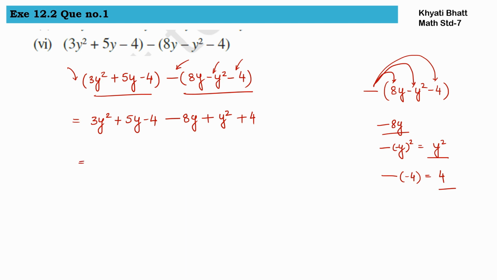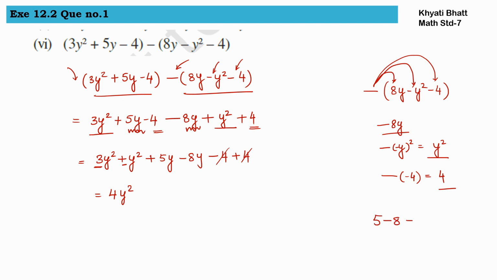Now let us combine the like terms. Now if minus and plus both are similar, then you can cancel it off over here only. Now focus on the numbers. 3 and 1 both are positive, so you can add them: 4y square. 5 and minus 8. Here we have to do subtraction. 3 will be the answer and it will carry the sign of the bigger number, so it is going to be minus 3. So minus 3y plus 0, as this minus 4 and plus 4 will give us 0. So our answer is 4y square minus 3y. This is our final answer.